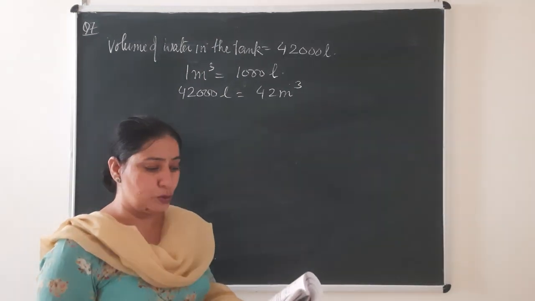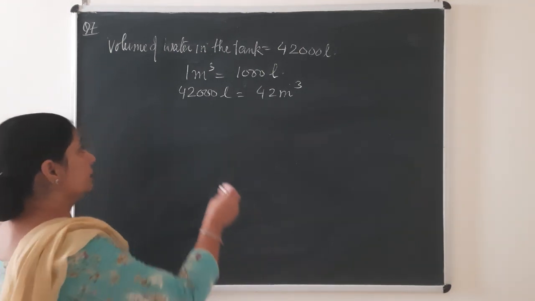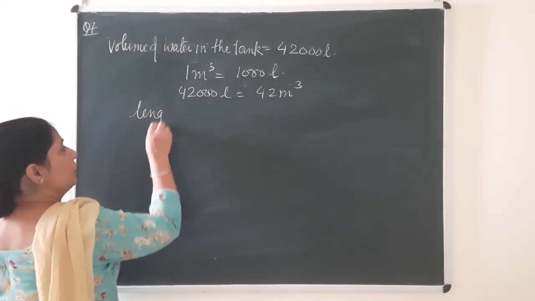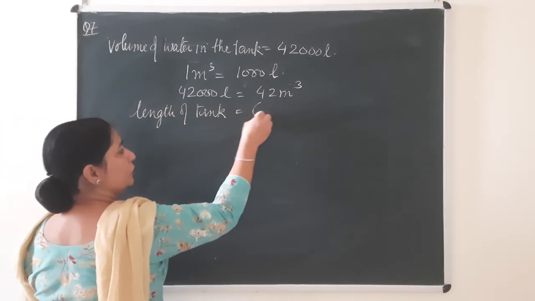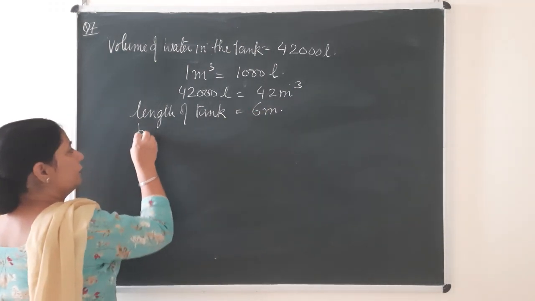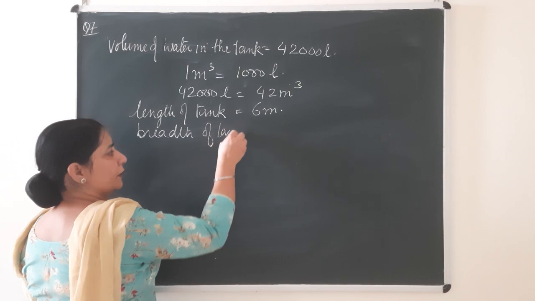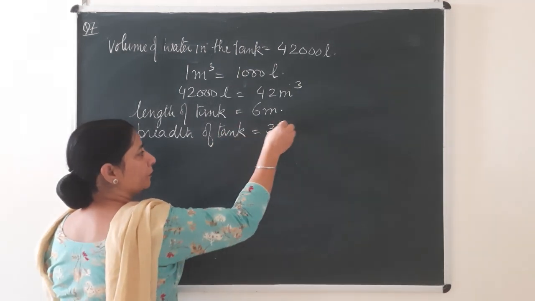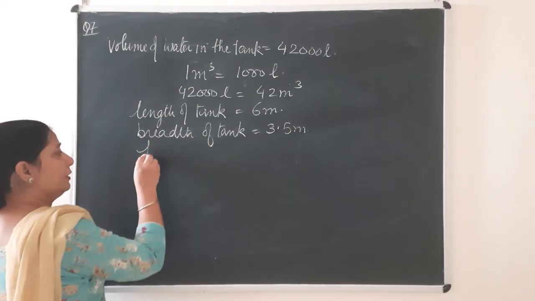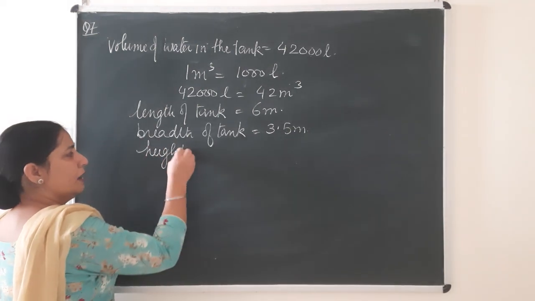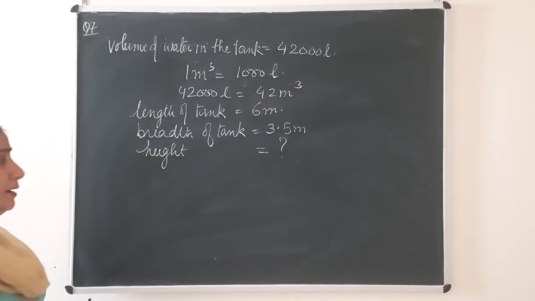Now what else is given to me? I am given the length and the breadth of the tank. The length of the tank is given to me equal to 6 meters, and the breadth of the tank is given to me equal to 3.5 meter. And I have to find the depth of the tank, which means I have to find the height, which is a question mark for me. I don't know the height, so I will be finding the height.